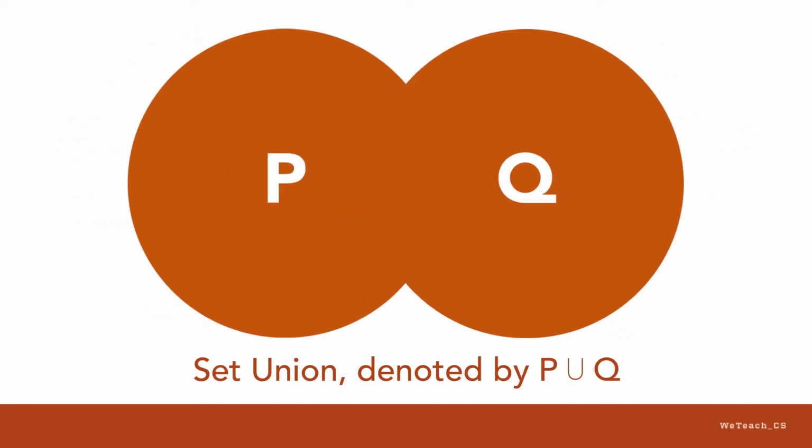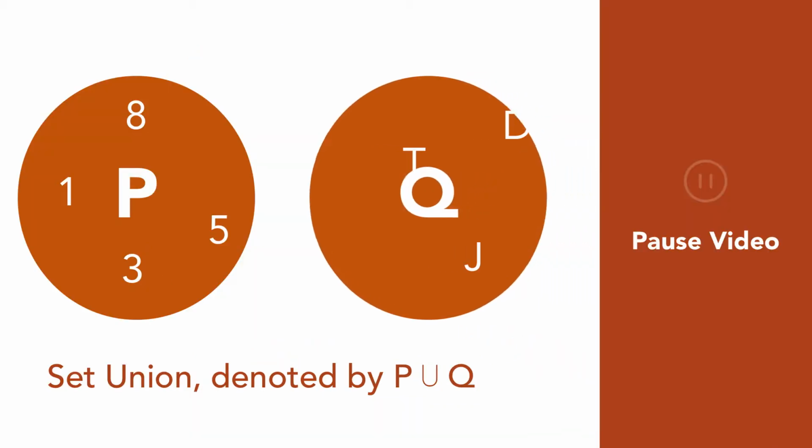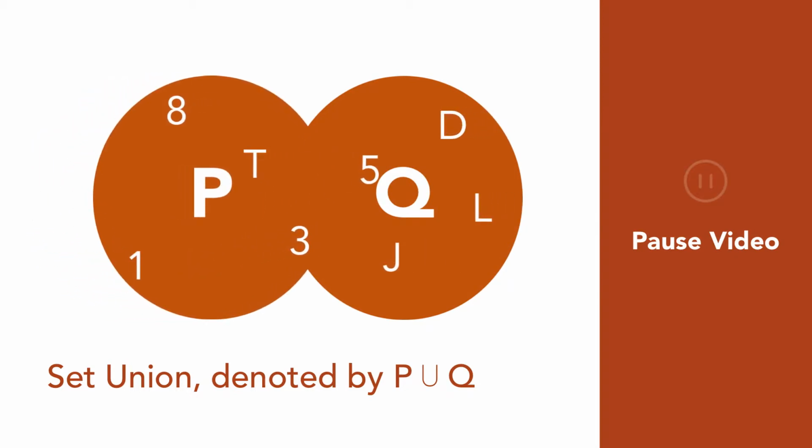A set union combines different sets into one. Here's an example of P union Q. To further demonstrate this union, let us add members to P: 8, 1, 3, 5, and to set Q let us add D, T, J, L. Pause the video for a second and see if you can guess what is the result of this union.